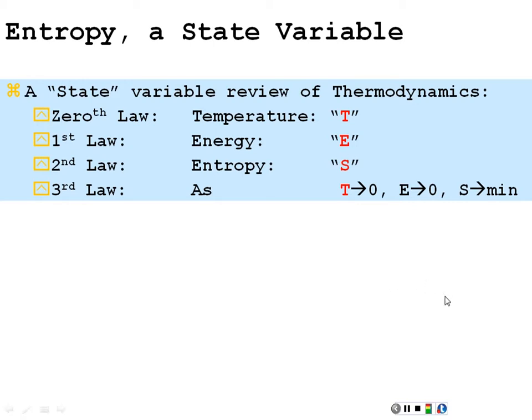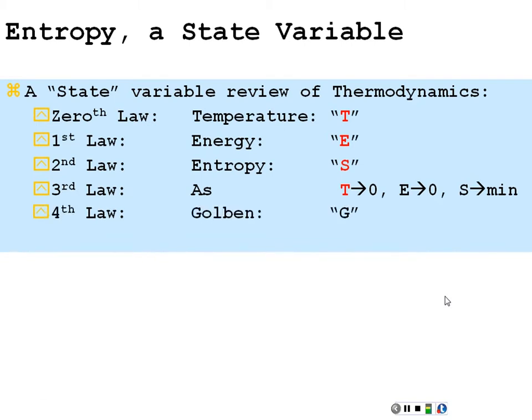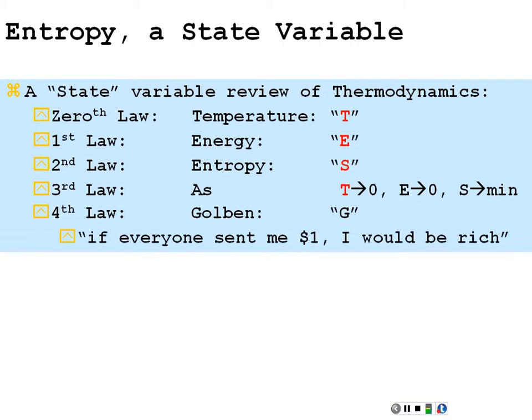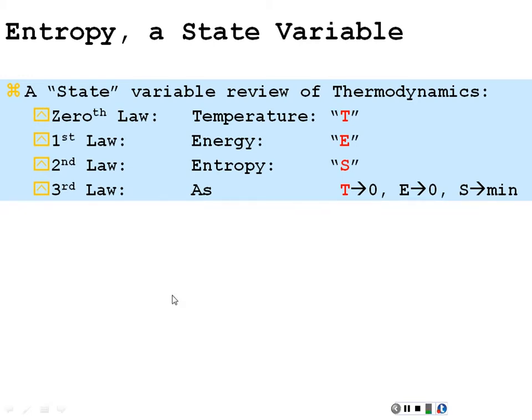There is a 4th law I just want to mention at this moment. Very not well known, the Golben law, designated by G, kind of goes something like this. If everyone sent me $1, I would be rich. I think everybody should abide by this law. It is a law with no exception in the universe. All right. I cannot be bribed. Don't send me money. I don't need money. Please disregard this 4th law.